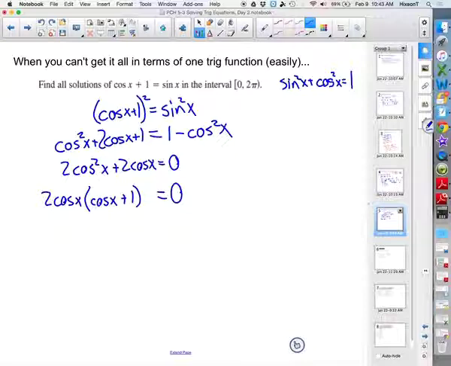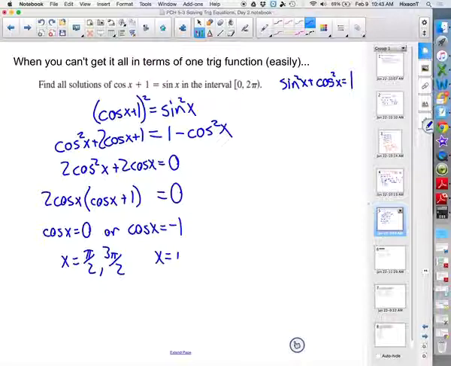So there it is factored. So either cosine x equals 0, or cosine x plus 1 equals 0, so cosine x would equal -1. So let's think here. Where is cosine 0? Pi over 2 and 3 pi over 2. Where is cosine -1? At pi.